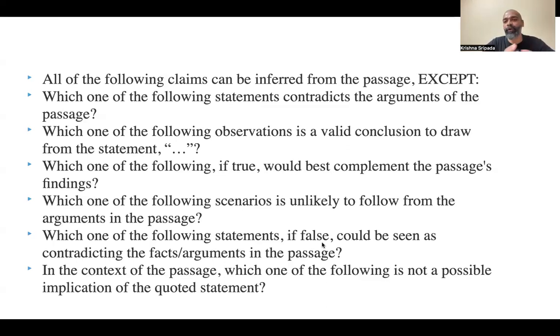But on a very broad level, I can only ask you these 2 types of CR questions. If the data is there, what can be inferred or concluded? If an argument is there, which of the following will strengthen or weaken the argument? Strengthening the argument means supporting the argument. Weakening the argument means opposing the argument. That's all there is to CR, to be honest with you. And then, in the context of the passage, which one of the following is not a possible implication of the quoted statement is just another way of saying which of the following is not an inference from the passage.